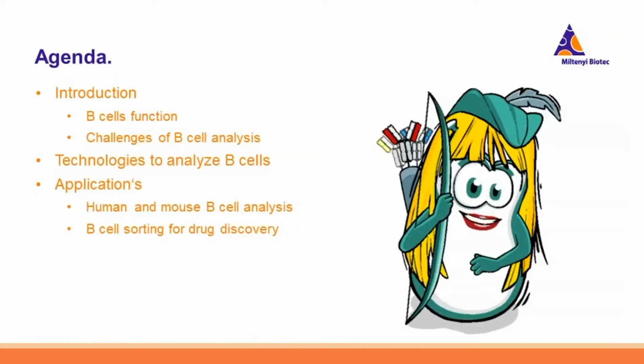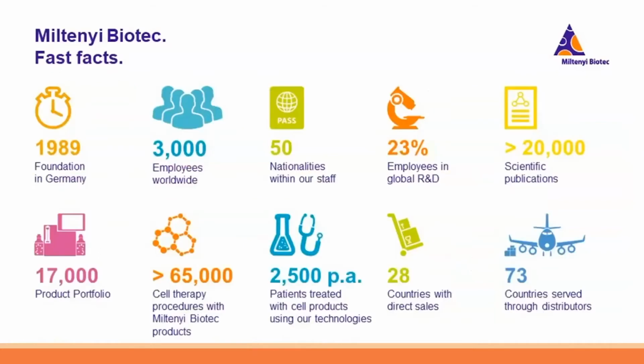First, we are giving an introduction to B-cell function, just very shortly about challenges that you face when you want to analyze B-cells. Then we're going into the technologies that can help you to analyze B-cells. And then in the end, we will give you some application examples on human and mouse B-cell analysis. And also in the end, I will give you an example for B-cell sorting for drug discovery processes.